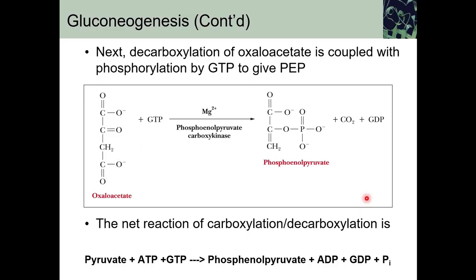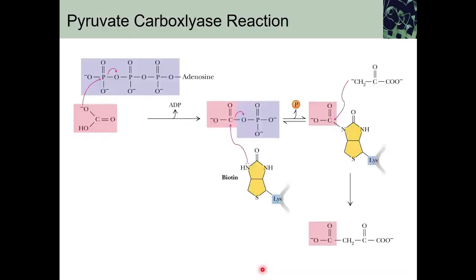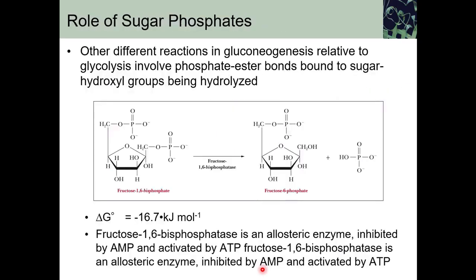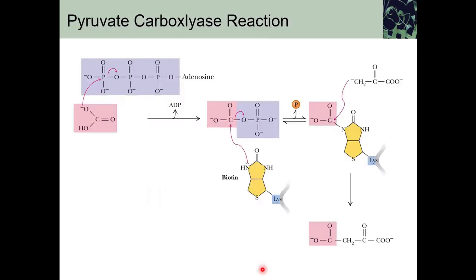Okay, the net reaction is carboxylation, decarboxylation: pyruvate being converted into phosphoenolpyruvate. Remember, phosphoenolpyruvate is the one which is ultimately converted into glucose. Now, here's the mechanism of the pyruvate carboxylase reaction.